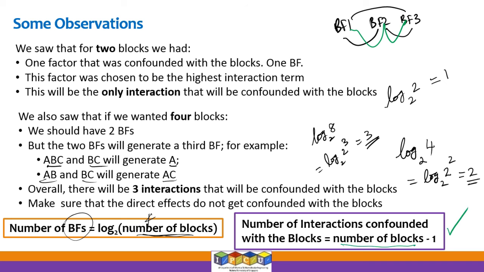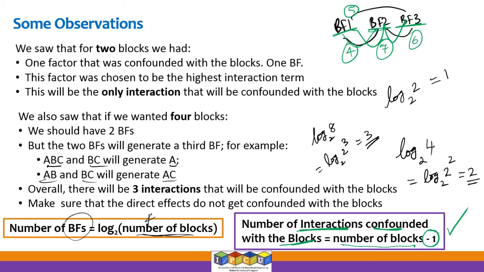So when the number of blocks is 8, 8 minus 1 will be the number of interactions that confound with the blocks, as we showed here. BF1 is one factor, BF2 is another factor, BF3 is another factor. BF1 and BF2 interact to give the fourth factor. BF1 and BF3 interact to give the fifth factor. BF2 and BF3 interact to give the sixth factor. BF1, BF2, and BF3 together will interact to give the seventh factor. So when the number of blocks is 8, then the number of interactions that will be confounded with the blocks will be 8 minus 1, which is equal to 7.